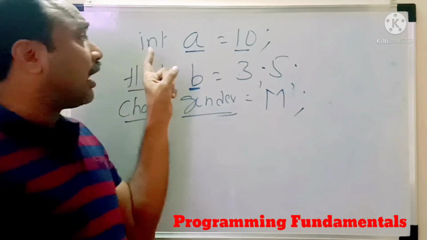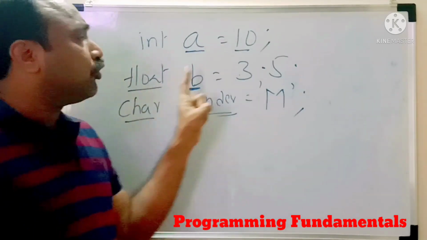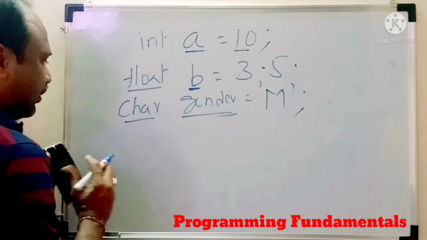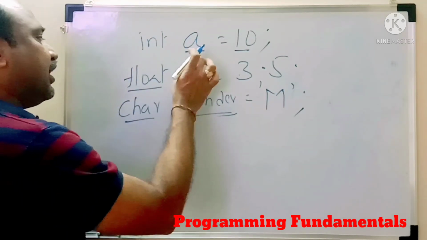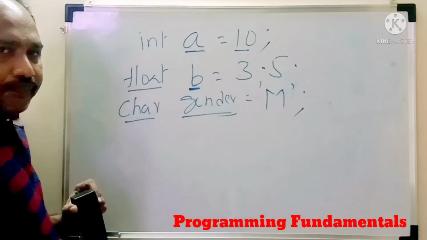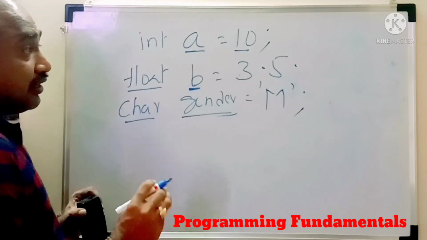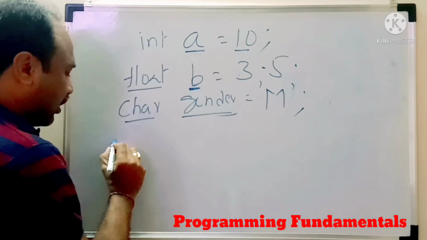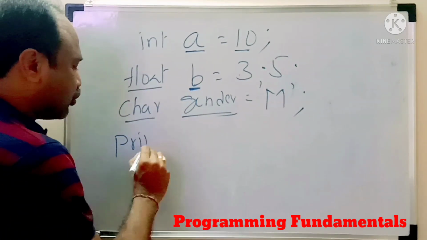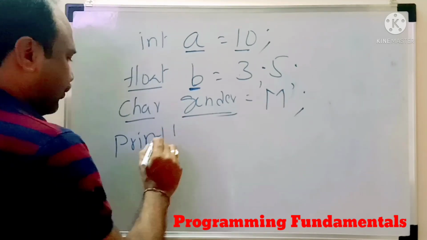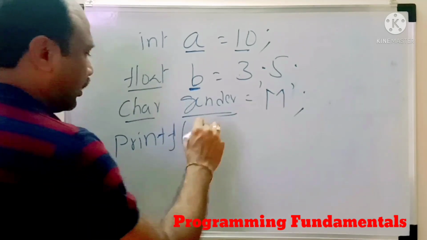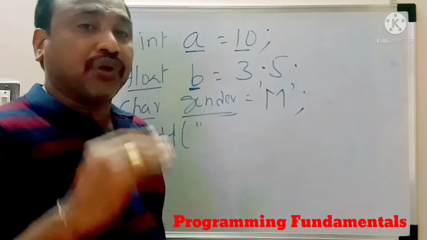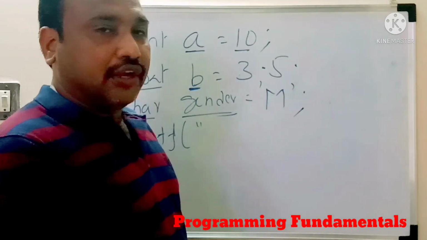Now, I have to print an integer value, a float value, and a char value. I have integer data, float data, character data. That means different types of data, and how many values are there? Three values. To print these values, use printf. This is printf, which was just explained. Printf is used to print any number of values and any type of values.